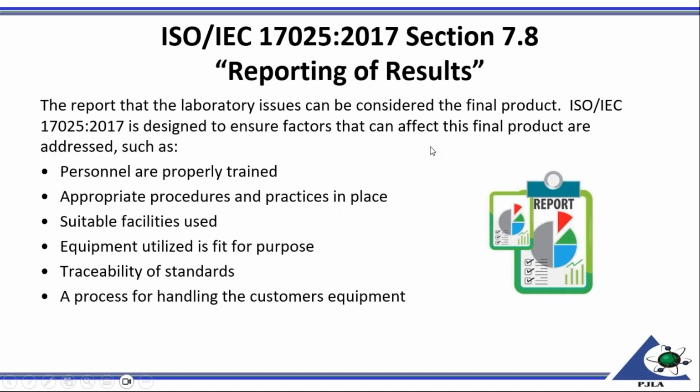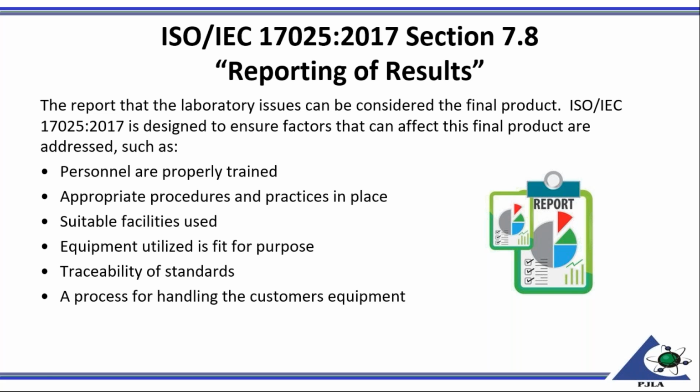Okay, so section 7.8, again, like I've said a couple times now, is regarding reporting of results. This is the report that the laboratory will issue and is generally considered to be the final product. This usually is going to be either a calibration certificate, a test report, or other kind of reporting of result is what we're talking about with these.